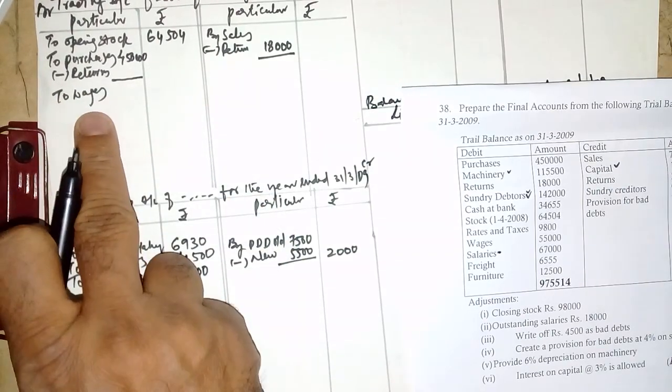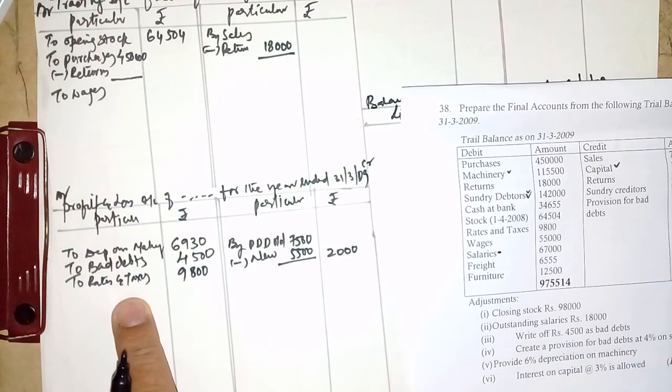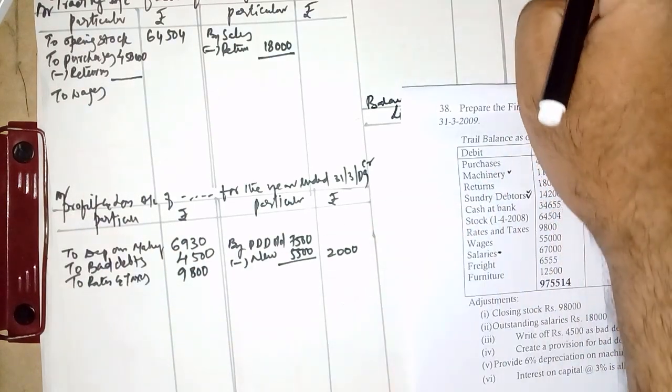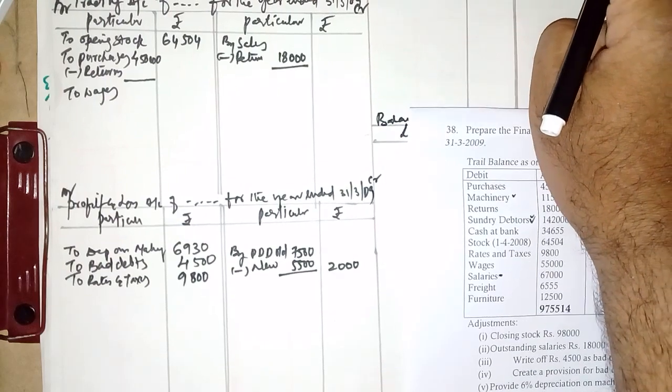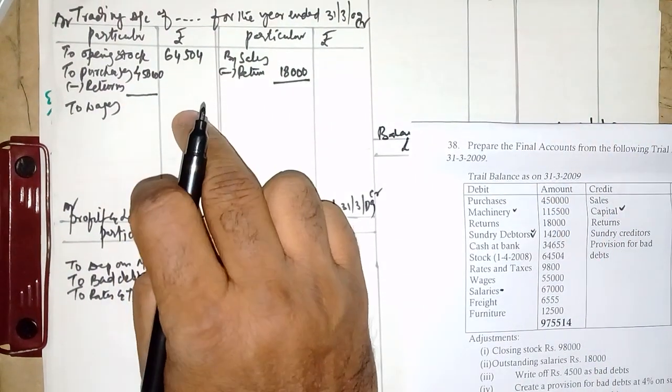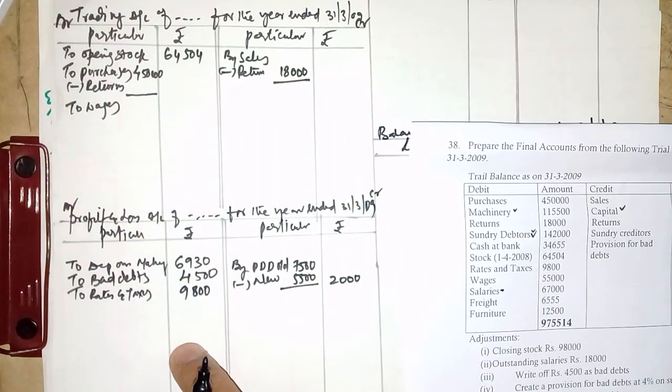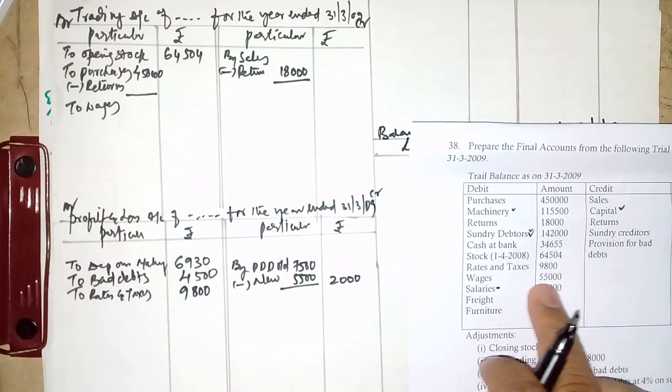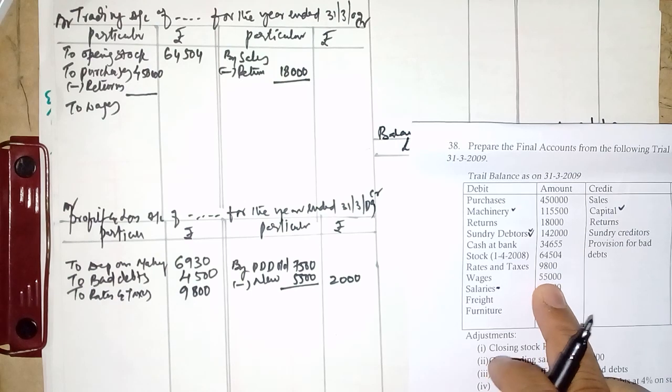To wages. Wages is a direct expenditure. Rates and taxes is an indirect expenditure. You are aware, I already explained in my earlier videos, direct and indirect expenditure. Direct should be written in trading account, indirect should be written in P&L account. So the amount of wages is 55,000.